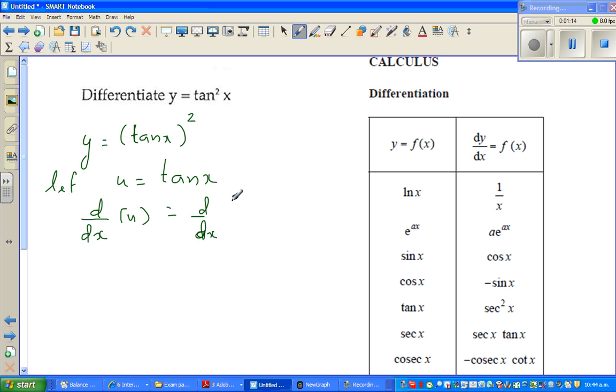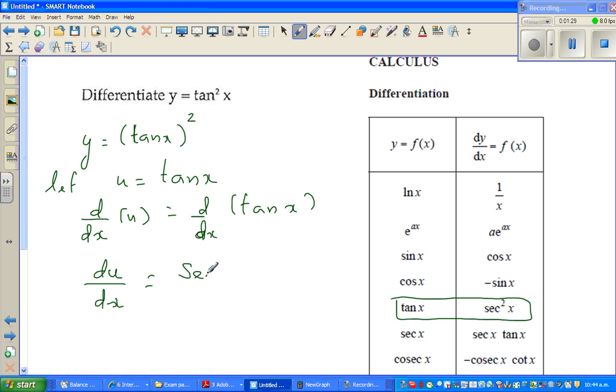So I say d by dx of u is equal to d by dx of tan x. I've used the derivative operator on both sides. So d by dx of u is nothing but du by dx. The derivative of tan x is sec squared x. So I can say this is sec squared x. I'll put this away somewhere out here and I may use it later.